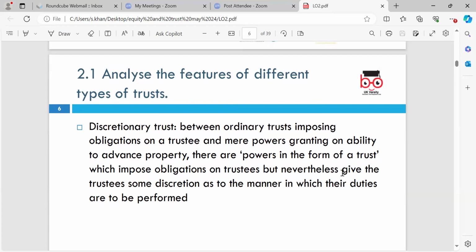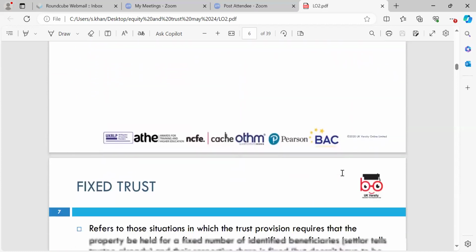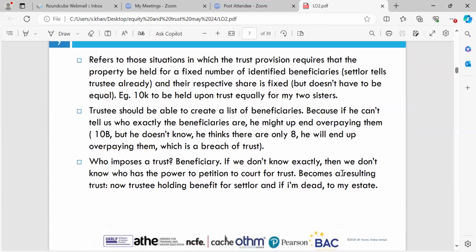Now we're going to look at 2.1 assessment criteria, analysing the features of different types of trusts. So we've got the discretionary trust, which we mentioned a little bit earlier, between the ordinary trust imposing a trustee. A discretionary trust is like a fixed trust for which the settlor does not set fixed beneficiaries or trust interests. And the trustee of a discretionary trust has the power to decide whether beneficiaries will benefit from the trust. He or she has the right to decide the extent of its benefit. Fixed trust, which we referred to previously as well.